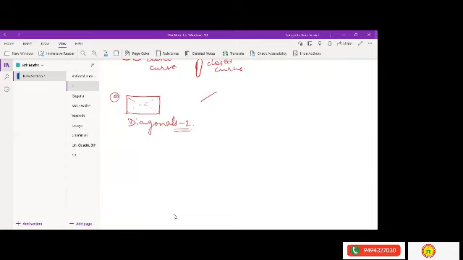Now, a regular hexagon. Regular means all sides of the hexagon are equal. Hexagon means it's a 6-sided figure: 1, 2, 3, 4, 5, and 6. Regular means all the sides are equal. So this is a regular hexagon. Now it's asking how many diagonals this figure has.